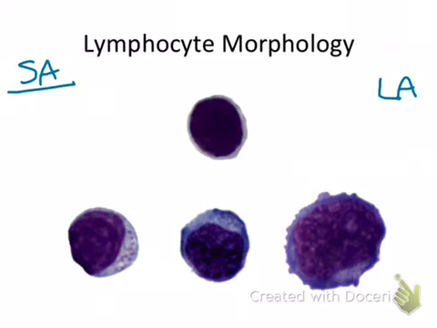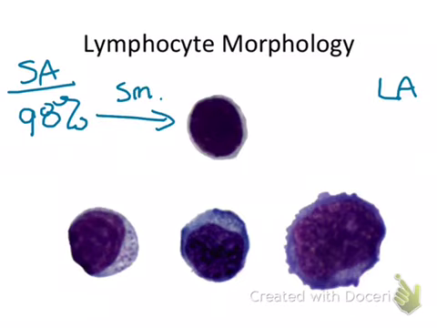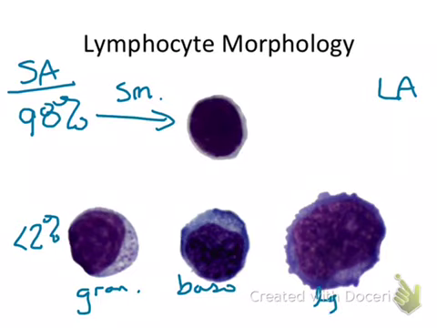In small animals, most of the lymphocytes that you normally see in circulation are going to be small lymphocytes, and less than 2% are going to be these other forms, which include granulated lymphocytes, lymphocytes with more basophilic cytoplasm, and then also larger lymphocytes. And for size comparison, when I'm talking about large and small lymphocytes, I'm usually comparing the lymphocyte to the size of a red blood cell.